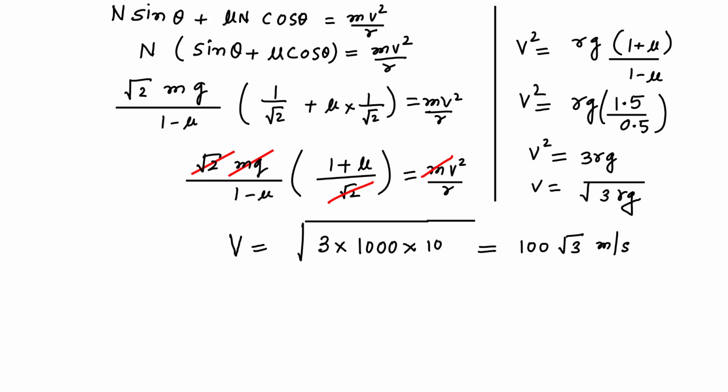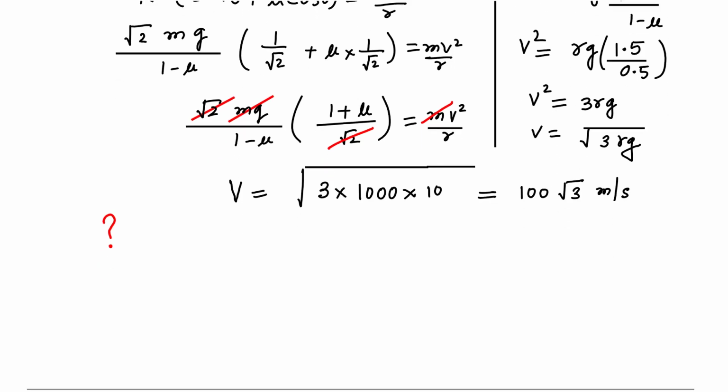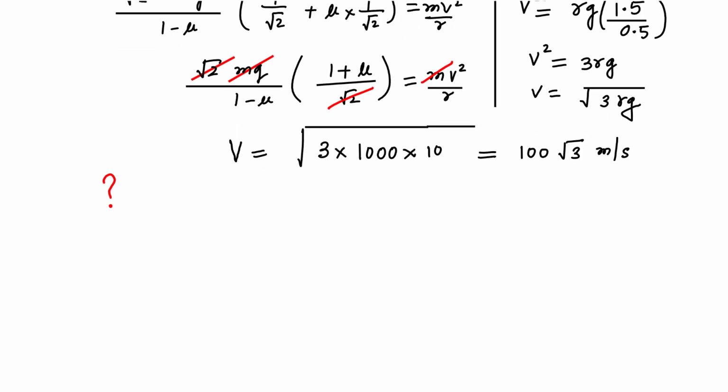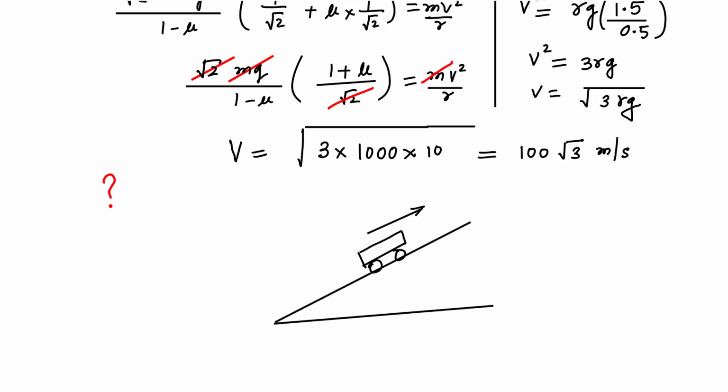Now, a question for you. In this problem we said we have a maximum velocity. So we have this plane, and my vehicle is moving something like this. We said this vehicle has a tendency to move in the outward direction, so it is trying to skid outward. Then friction force will be acting in this direction, that is towards the center of the circle.